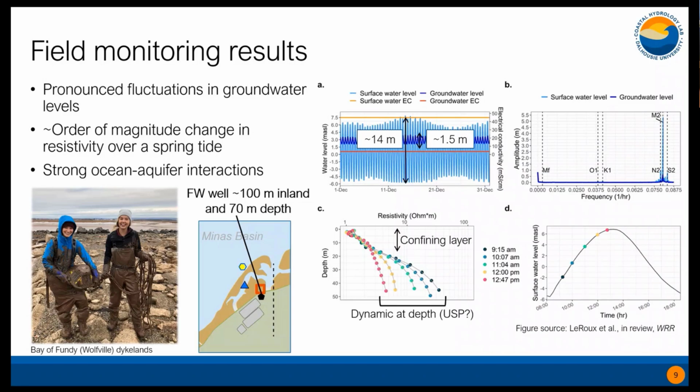And then at depth, we saw about an order of magnitude change just during the flood tide, indicating probably the presence of an upper saline plume. So as the tide went up, the electrical conductivity went up. And overall, these field results really highlighted strong ocean aquifer interactions, which was a really critical finding for our numerical modeling endeavors.